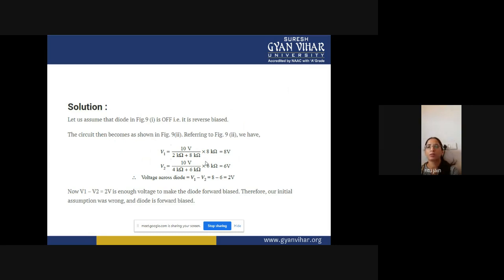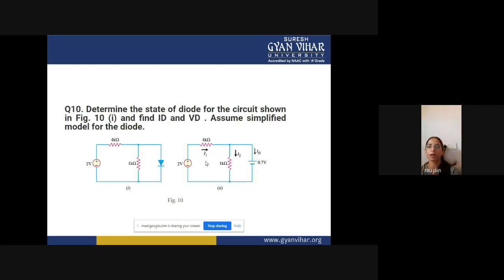Okay. So now I think you are able to understand what the question is asking, how we can solve the circuit, and how we can find out whether the diode is in forward biasing or reverse biasing by calculating the voltage drop across the diode. Okay. Next. So this is also a very important question.